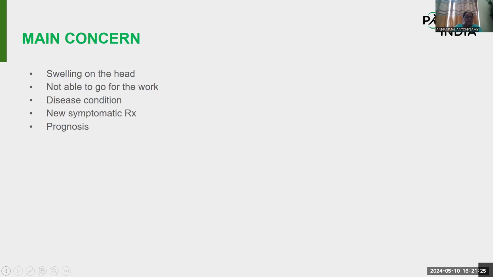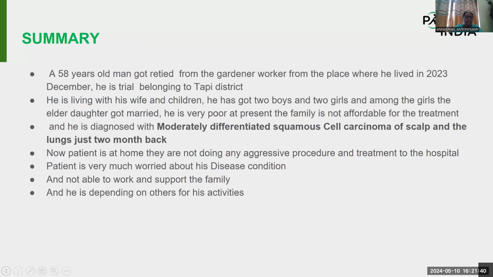Main concern was swelling on the head, not able to go for work, disease condition, current symptomatic treatment, and the prognosis. Summary.